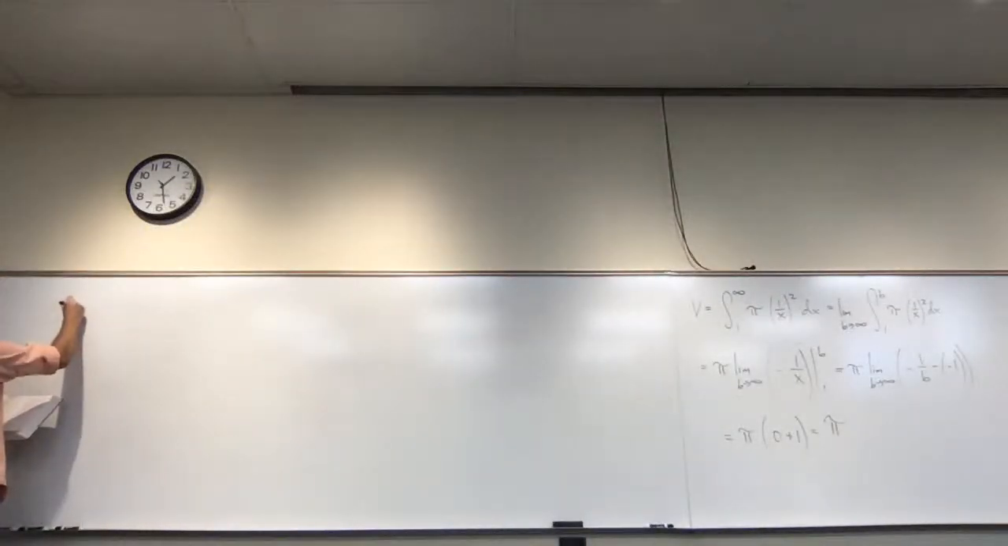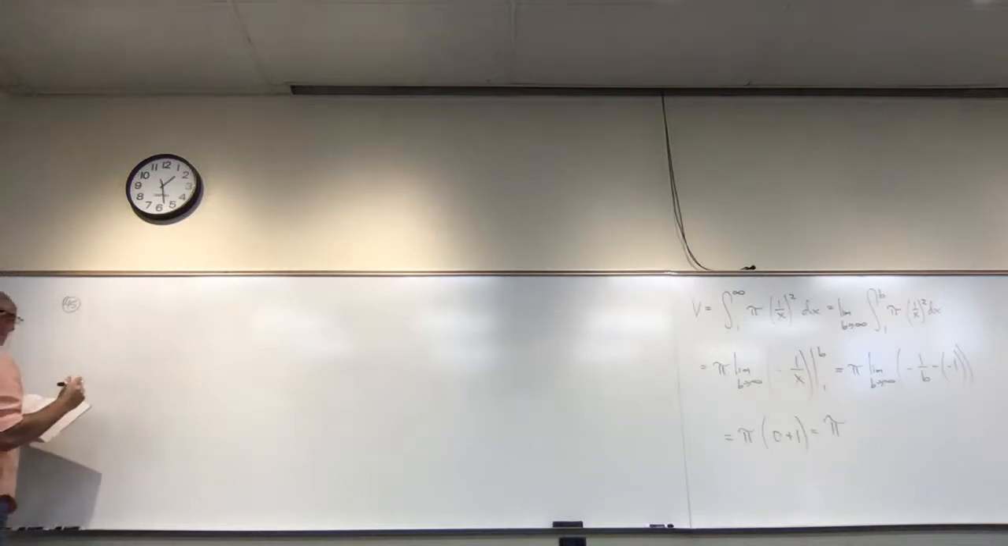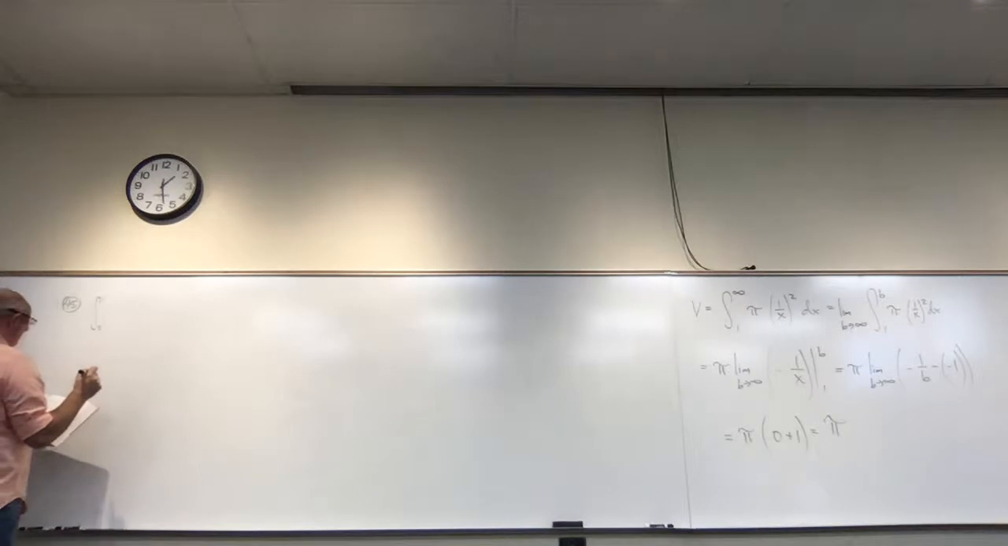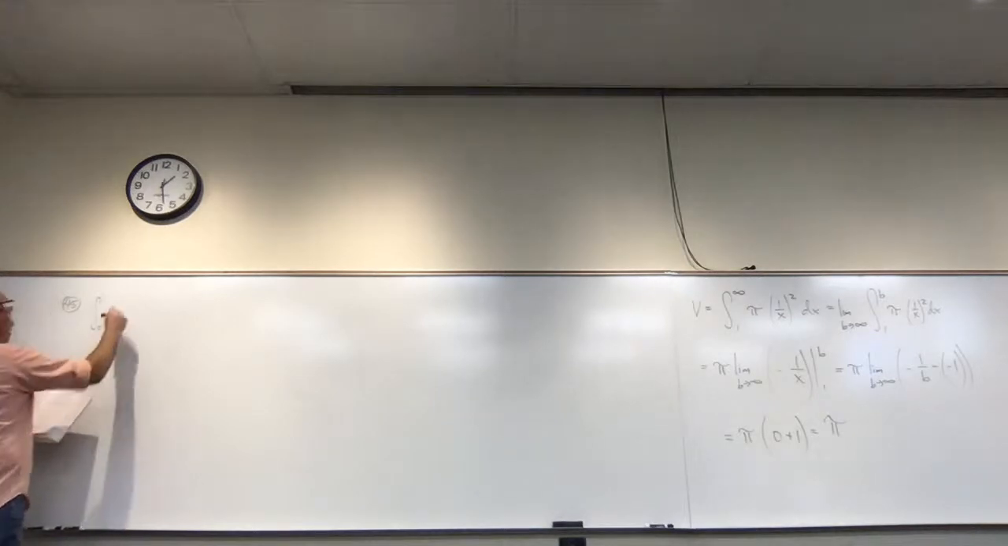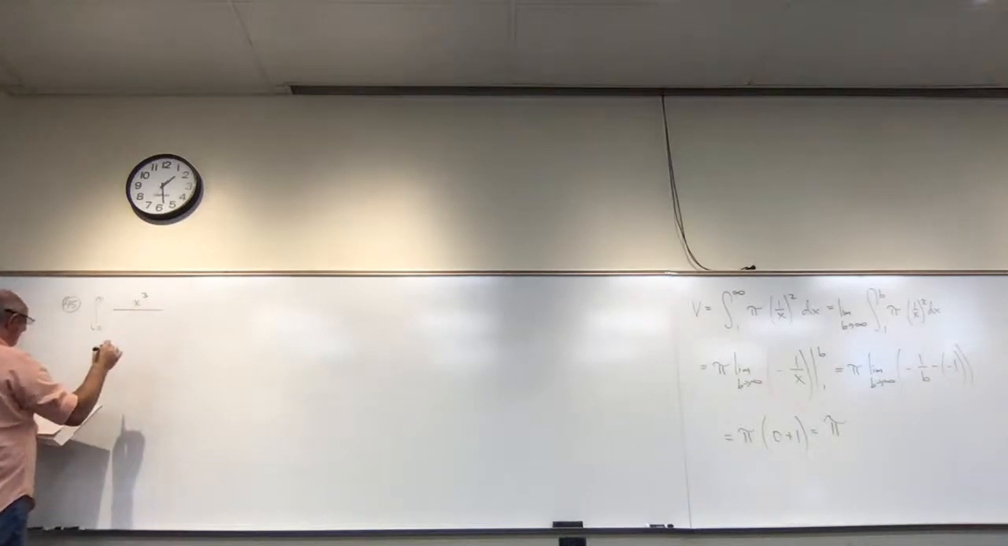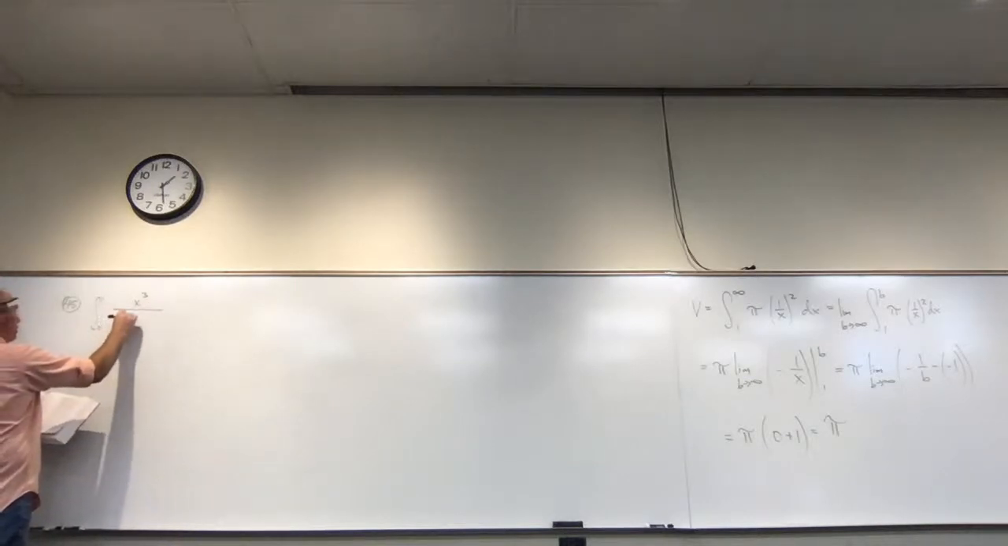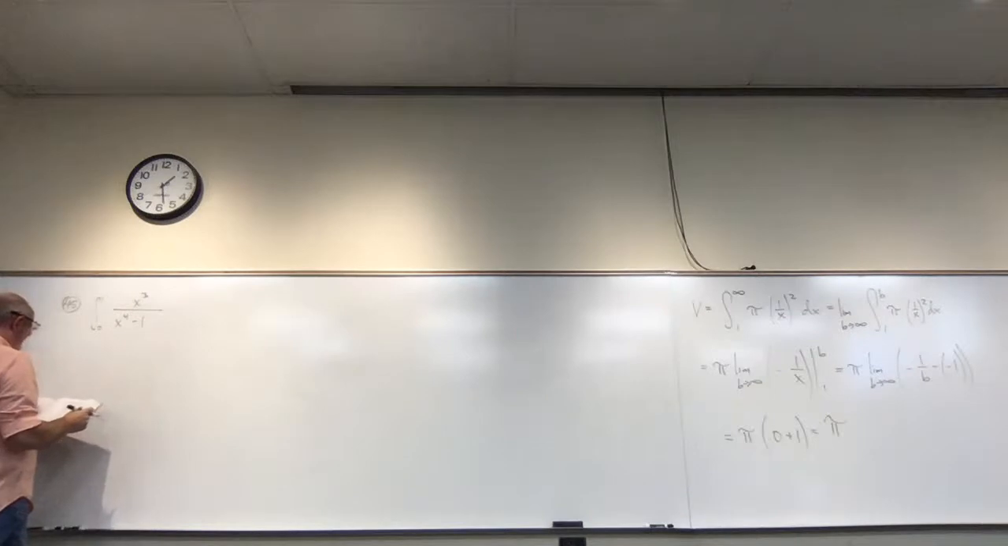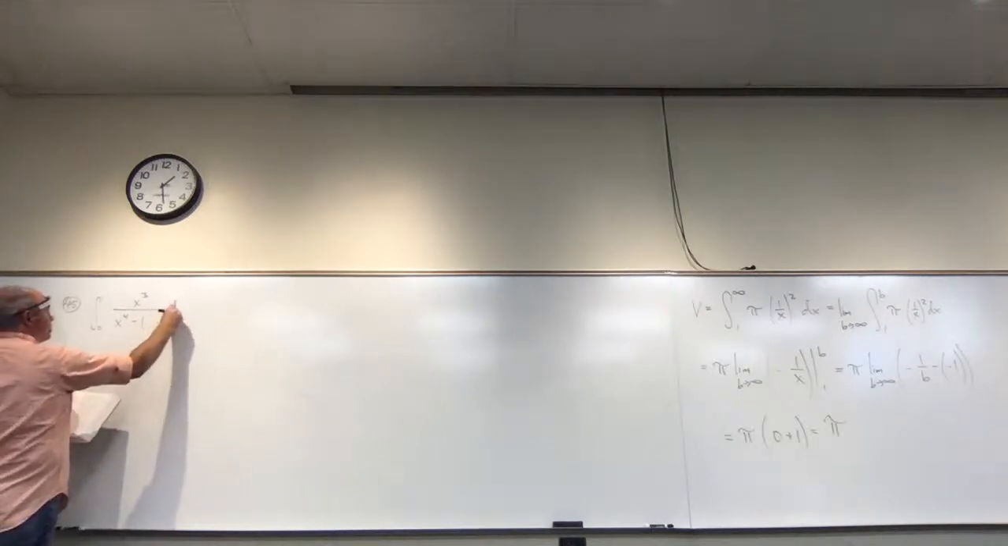So number 45 says we have the integral from 0 to 1 of x cubed divided by x to the fourth minus 1 dx.